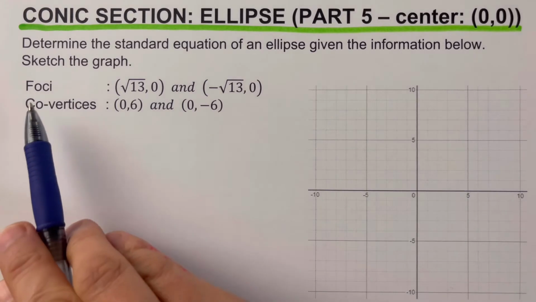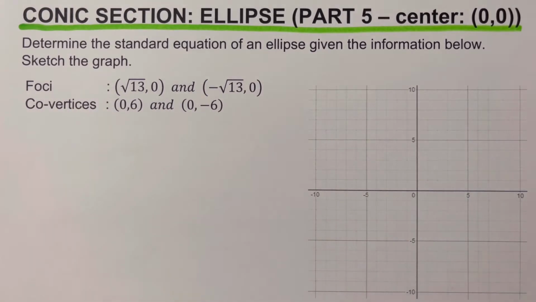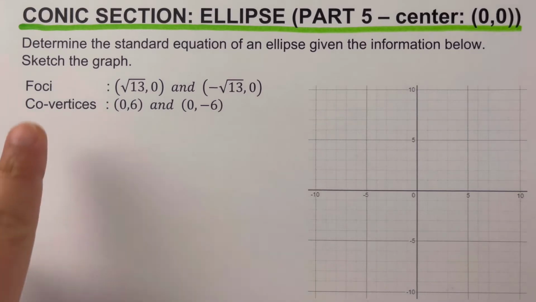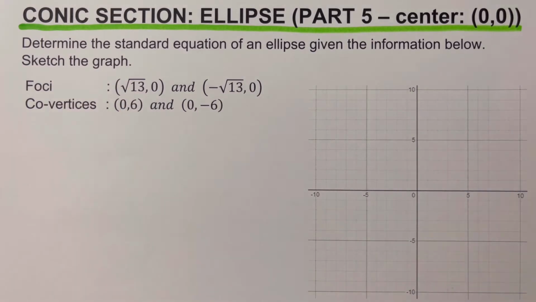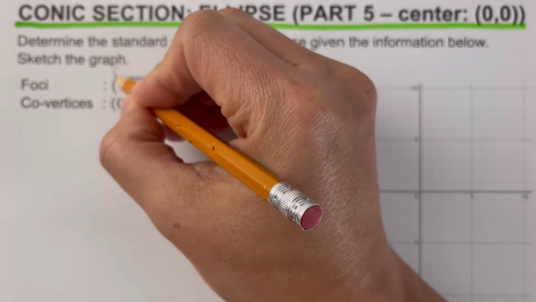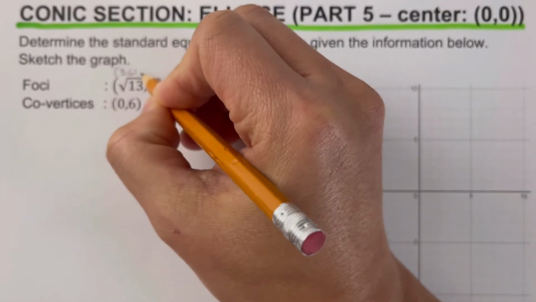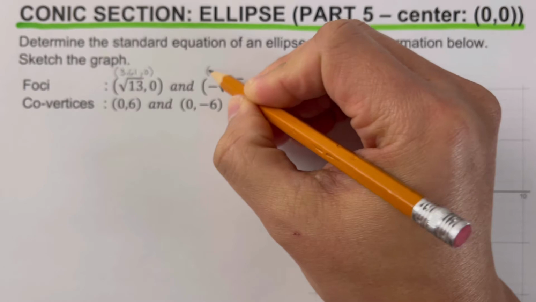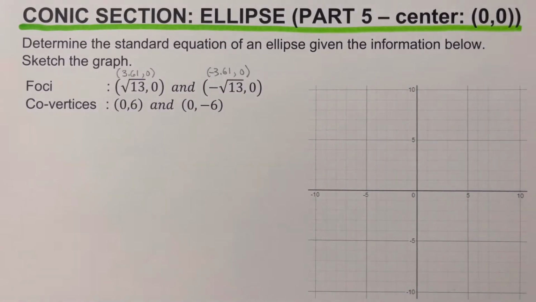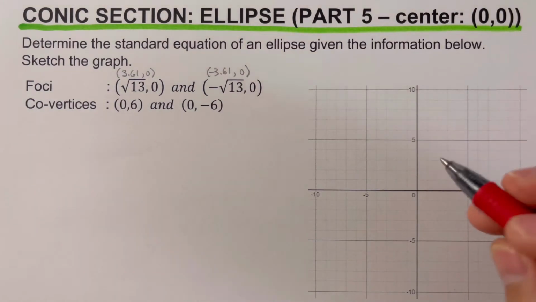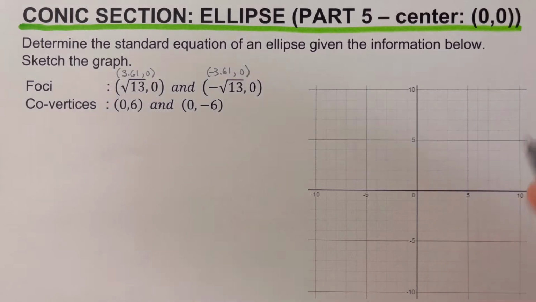So we are given the coordinates of the two foci and the coordinates of the two co-vertices. We're going to start by plotting the coordinates of the two foci. So that's going to be square root of 13, 0. If we change this square root of 13 to decimal, that would be 3.61 and then 0. And then this is negative 3.61 and 0. So it's going to sit down here. So 3.61 positive on the x. So 1, 2, 3, 3.61.